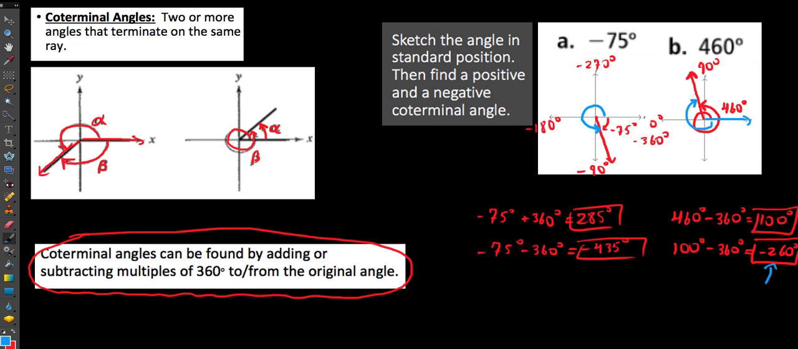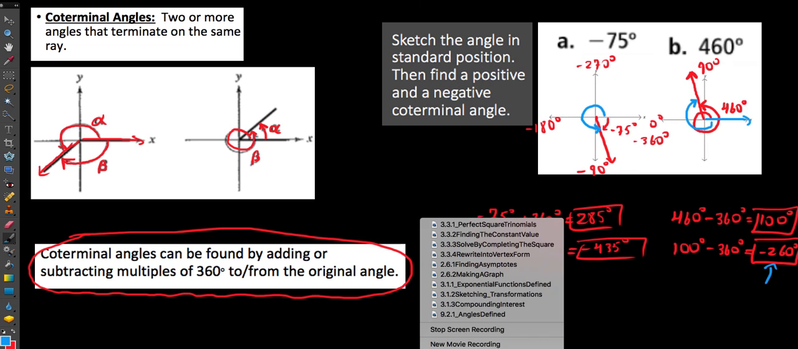The key takeaways here are that coterminal angles both end in the same place, or same ray, and also that you can find coterminal angles just by simply adding on or subtracting off increments of 360 degrees to your initial angle.